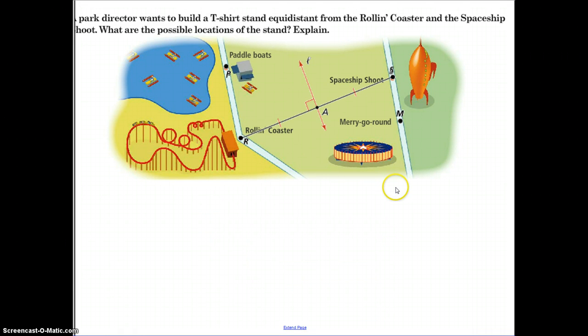So, I'm going to make my segment that connects my roller coaster to my spaceship chute. And from there, as long as I can find my perpendicular bisector, I know anything equidistant has to be on line L. So if I pick any point on line L, that's going to be a great place for my t-shirt stand because it's going to be the same distance to the roller coaster as it is to the spaceship chute. All right, so those are perpendicular bisectors.